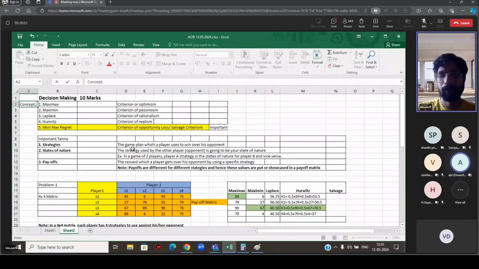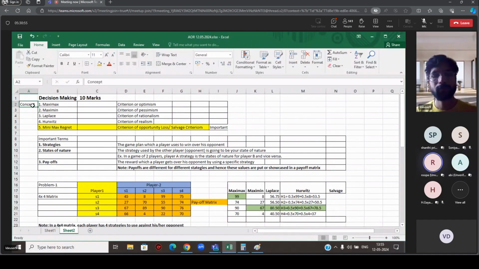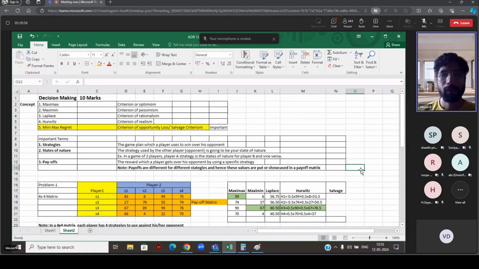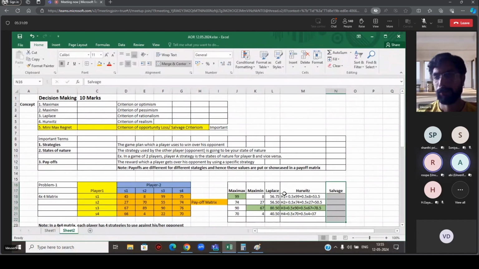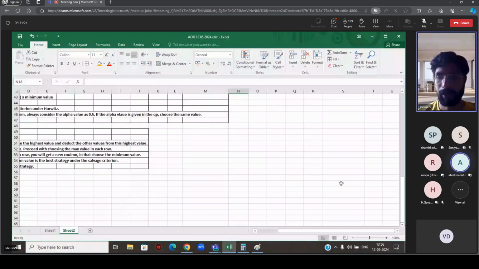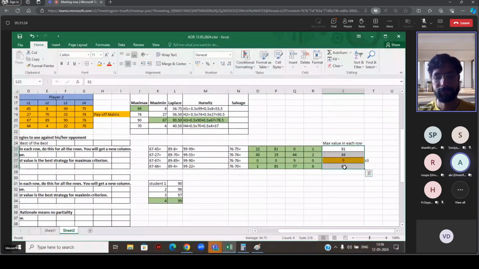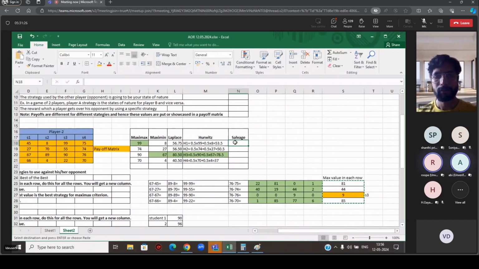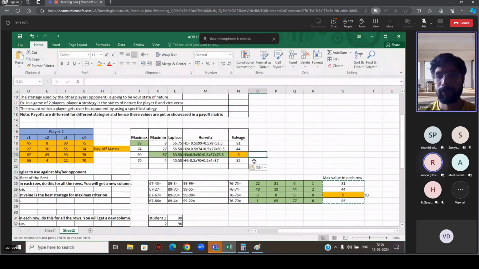One thing you have to remember: if you know the concepts, you can play with the problem. Yes, tell me, you were saying something. Sir, that salvage box is empty. The column is here, I already did it here. That is the maximum value in each row. That corresponds to your S3 again.